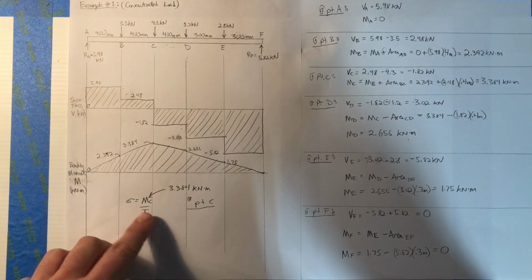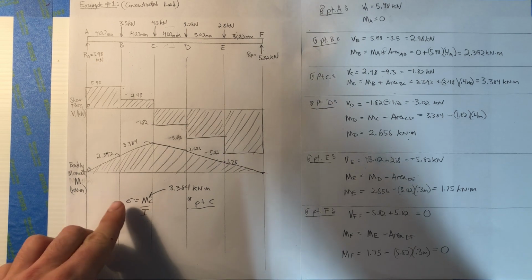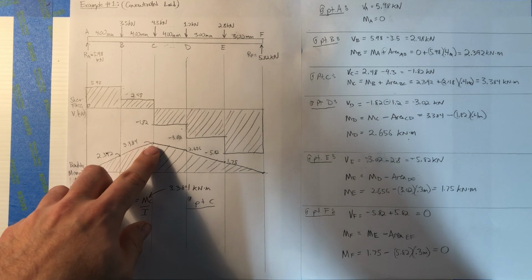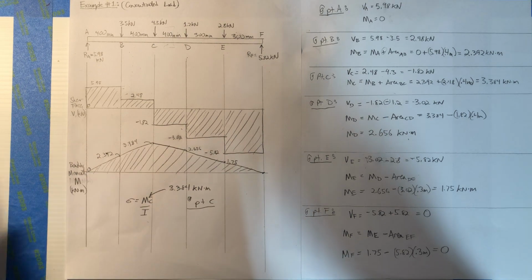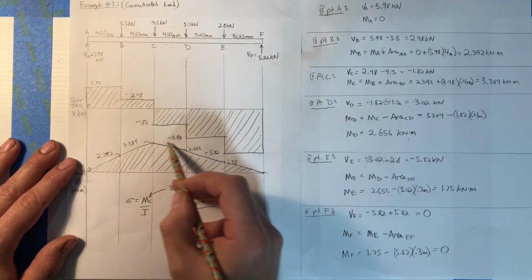Now, I could ask you, if I gave you the cross section of the beam, if it was an I-beam and you knew the geometry of it, what's the stress at that point? You could just calculate C and I, and you can give me the bending stress right there. In fact, with this equation, you can give me the bending stress anywhere along the beam, because everywhere along it we know the moment values, right?